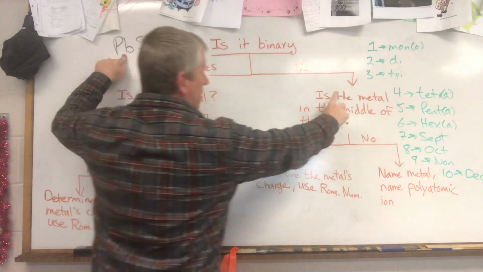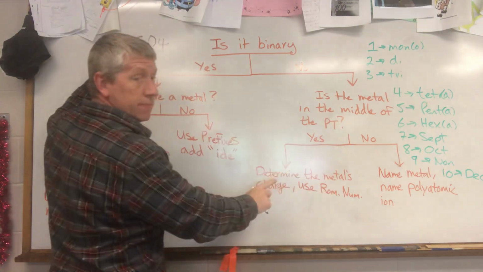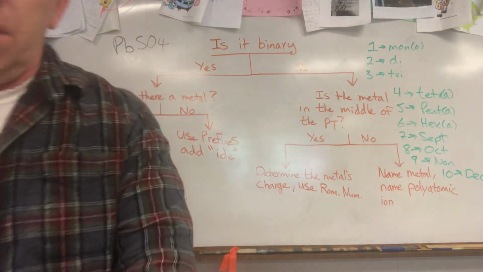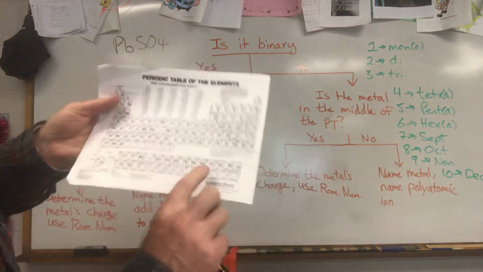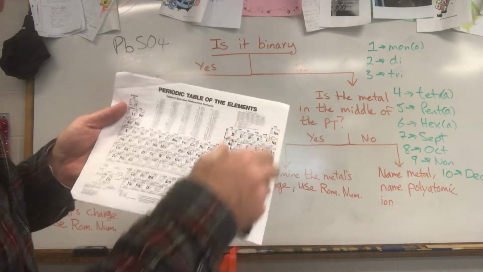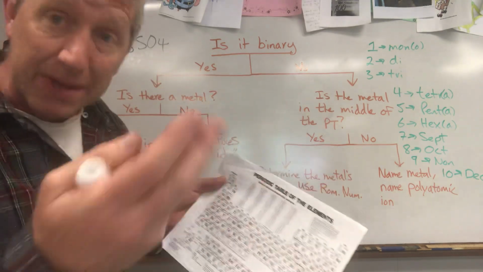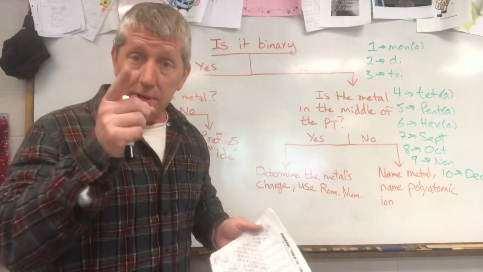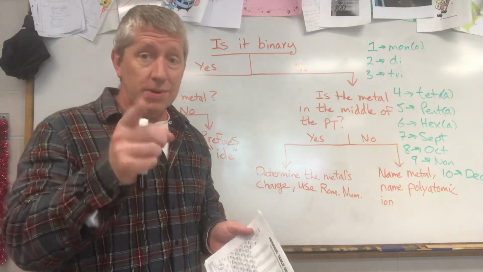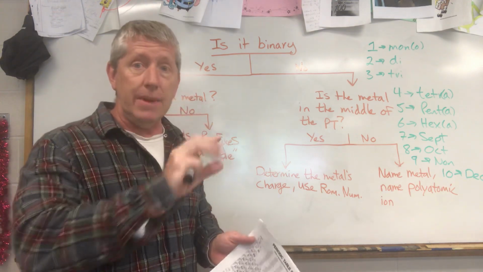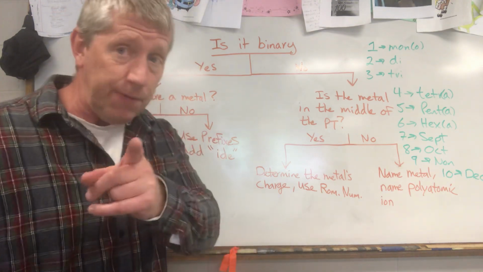Okay, is the metal in the middle of the periodic table? If you look at lead, I pointed this out just a few minutes ago, lead is an important exception. Is it in the middle of the periodic table? No, it's in this square block over here. Actually, for future reference, it's called the p block. So the answer is no, it's not. Chemistry is an exception science. So here's one you just got to know. Lead has multiple charges, but it's not a transition element. So we would have to be careful with this one.